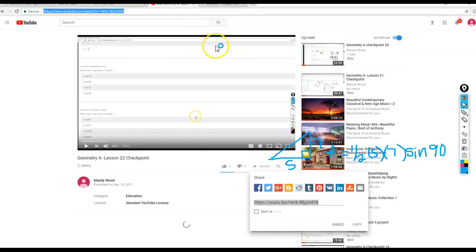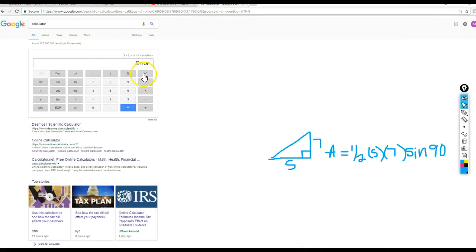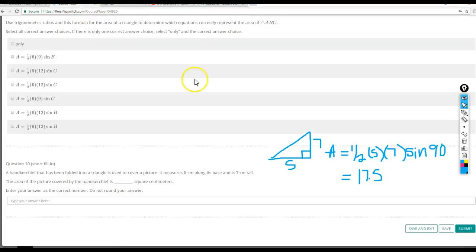So we're going to type it into our calculator, 1/2 times 5 times 7 times the sine of 90, which is going to equal 17.5 square centimeters. So the area of the picture covered by our handkerchief is 17.5 square centimeters.